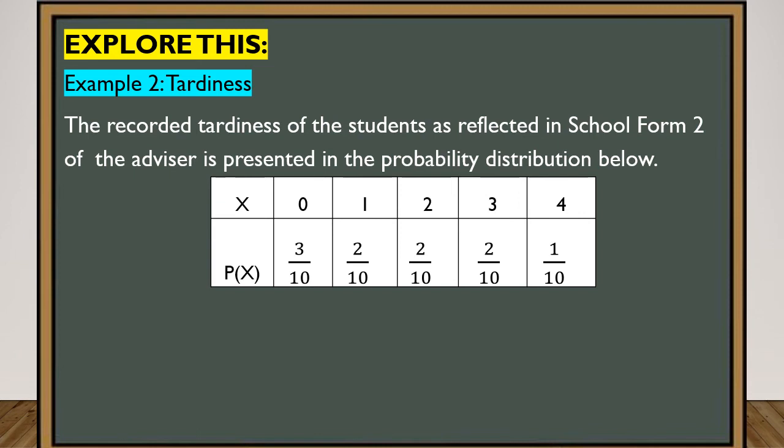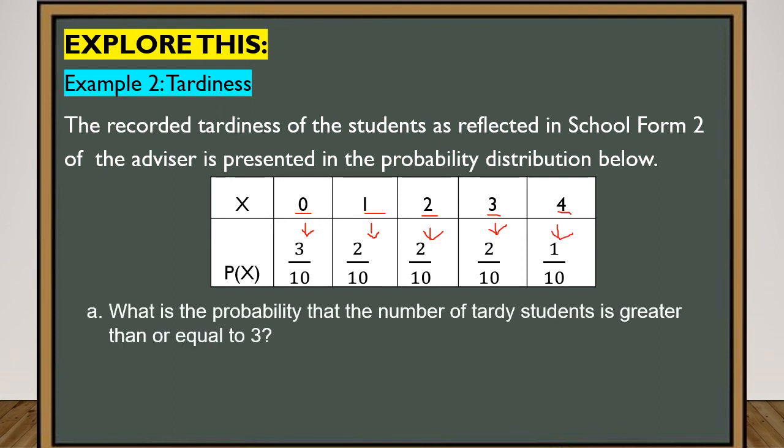So X is the number of tardiness of the students. X we have here 0, 1, 2, 3, and 4. And we have there the respective probabilities. For 0, we have 3/10. For 1, we have 2/10. For 2, you have 2/10. For 3, you have 2/10. And for 4, you have 1/10.